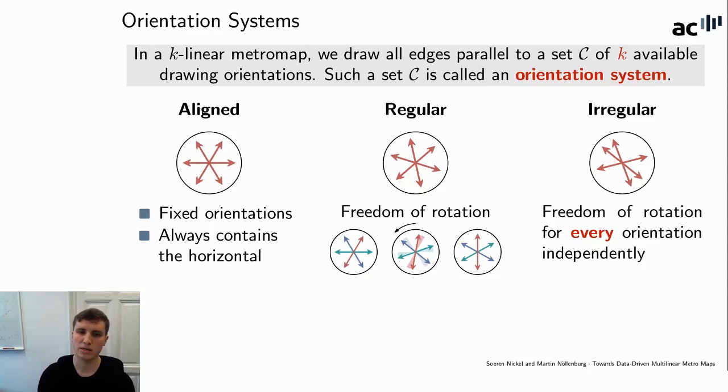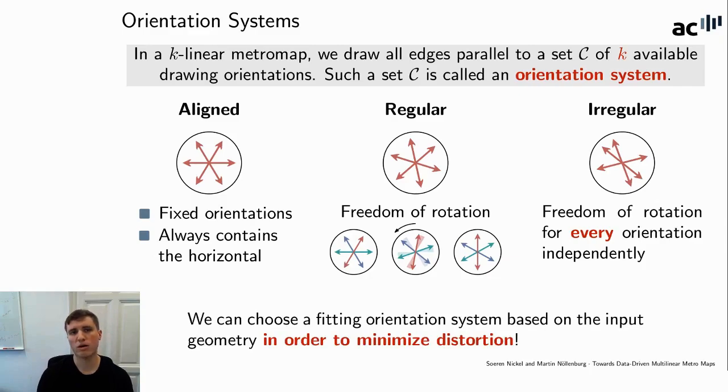The second one is a regular orientation system, where we still have the equal angles between consecutive orientations, but we are allowed to rotate the entire system. And the third one is the irregular orientation system, and there we have the choice of rotation for every single orientation individually, independently of the other orientations.